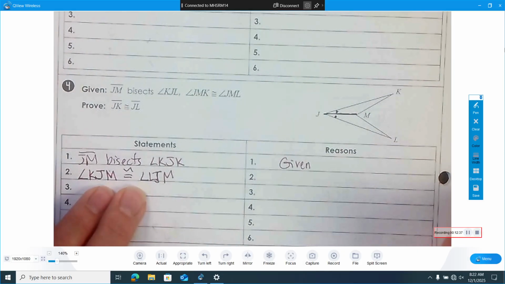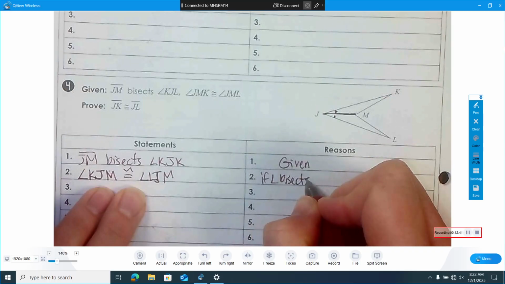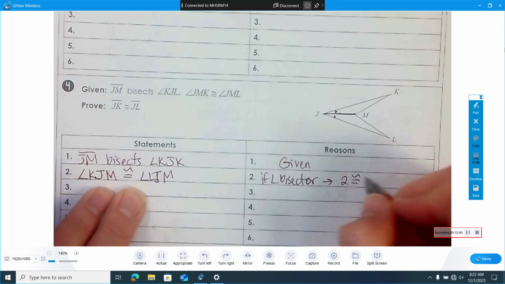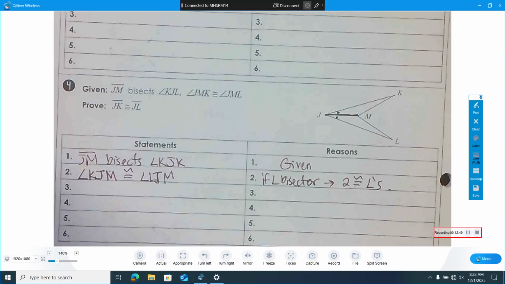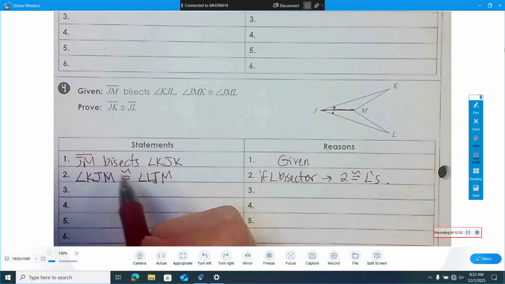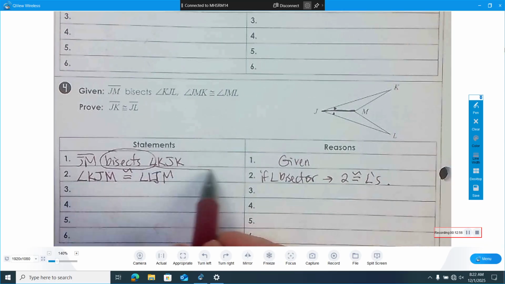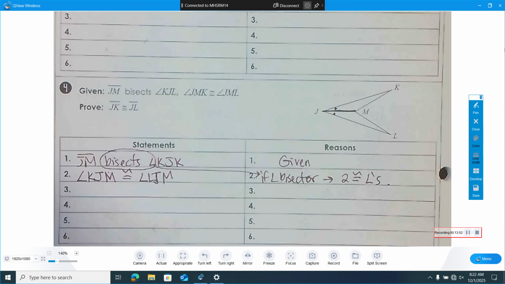Why? If angle bisector, then 2 congruent angles. Yes, if we have an angle bisector, then we have 2 congruent angles. And again, we know it's an angle bisector because they told us right here it bisects an angle. And so we're using that in our reason. If we're given an angle bisector, then I know, and then another piece of information. Okay? All right, let's see what else we've got going on here.